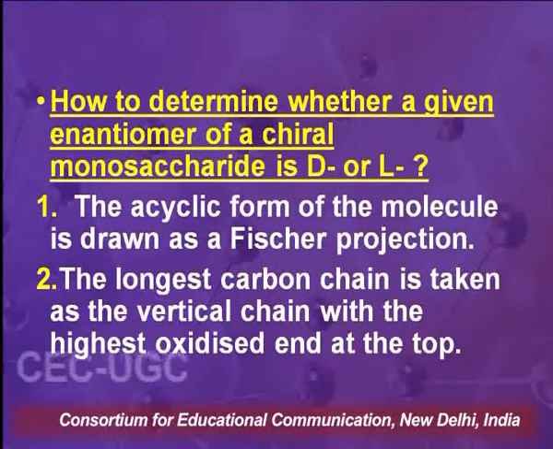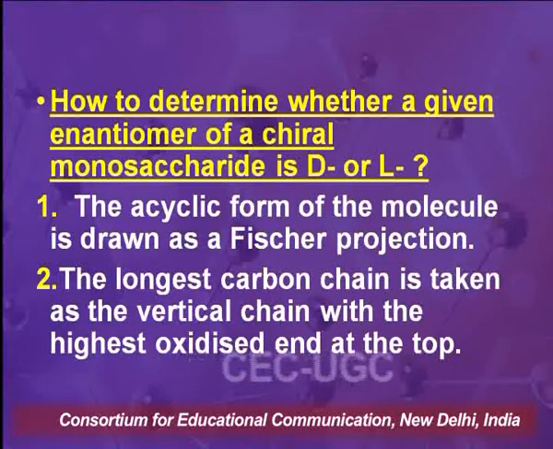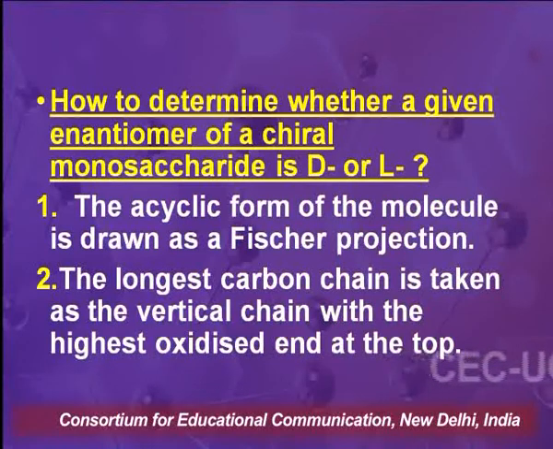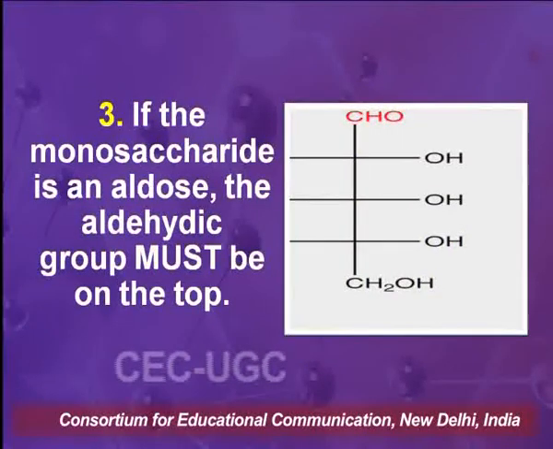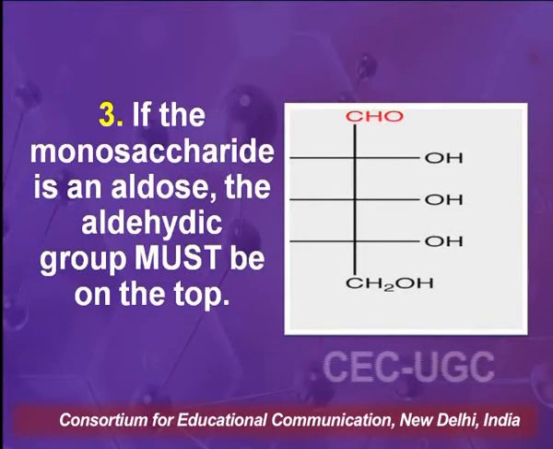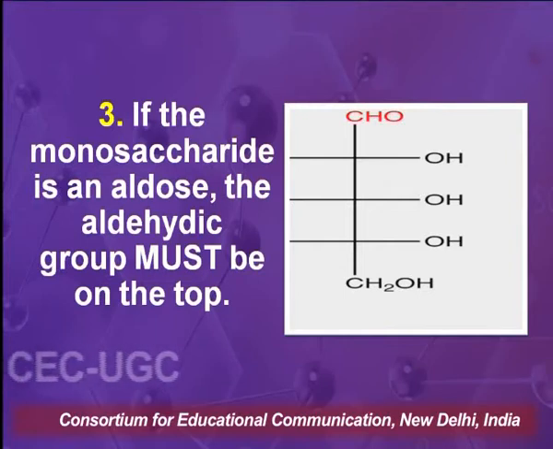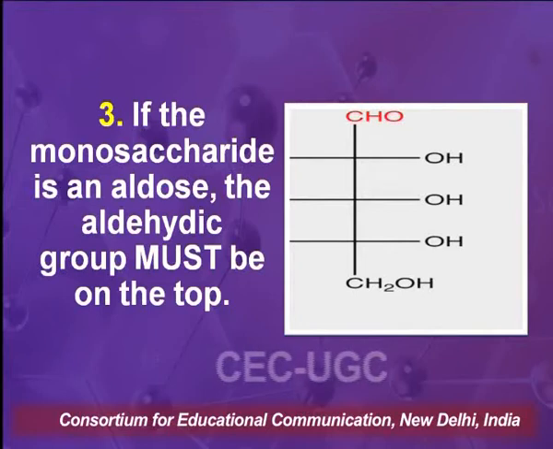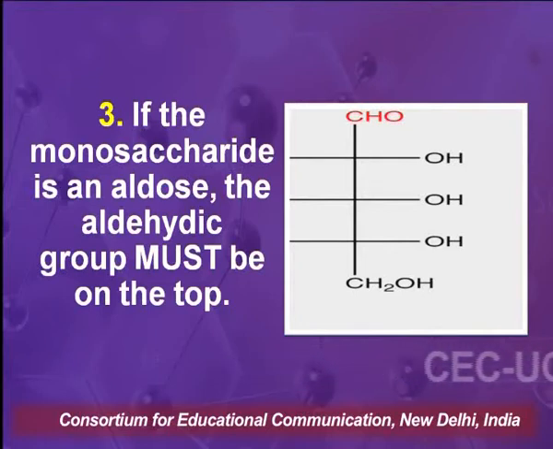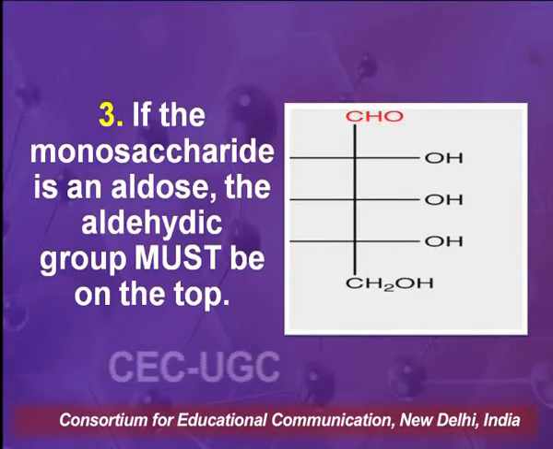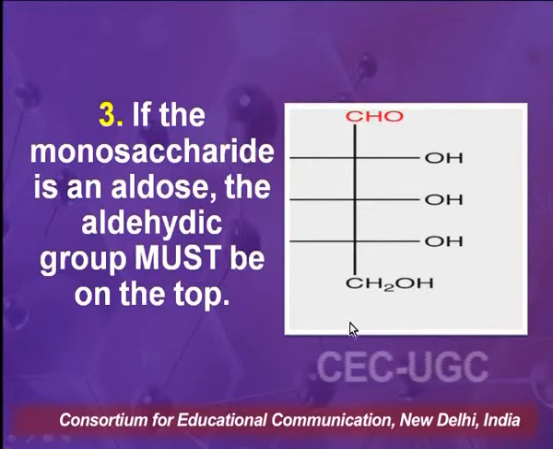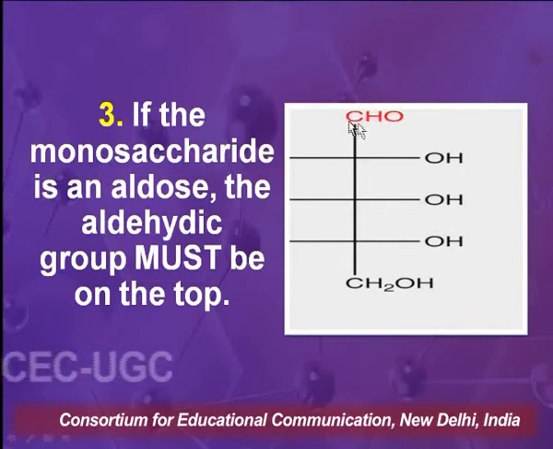Please remember, in Fischer's projection, the longest carbon chain is taken as the vertical chain with the highest oxidized end at the top. So here, if we are talking of this molecule, how many carbons does it have? 1, 2, 3, 4 and 5. That is, we are talking of a pentose sugar here. Then what you have to remember is that we take the longest carbon chain as the vertical chain with the highest oxidized end at the top.